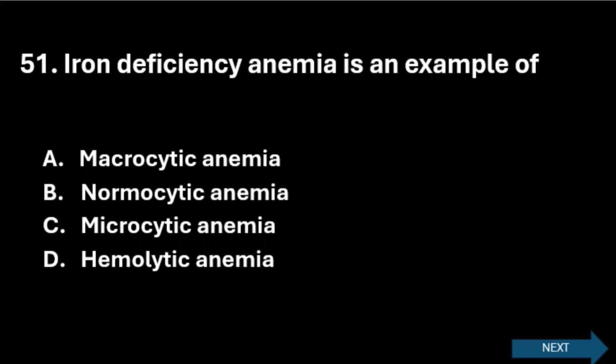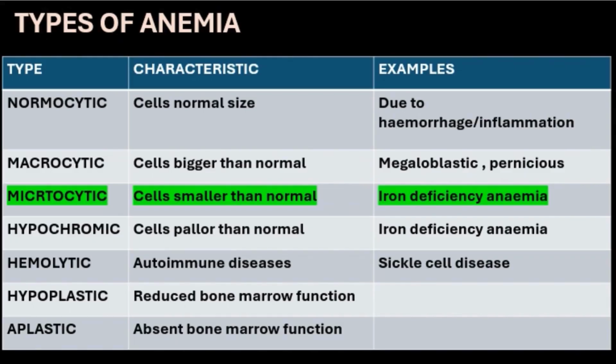Next question. Iron deficiency anemia is an example of option A, macrocytic anemia, option B, normocytic anemia, option C, microcytic anemia, option D, hemolytic anemia. Let us go to the answer. The right answer here is option C, microcytic anemia.